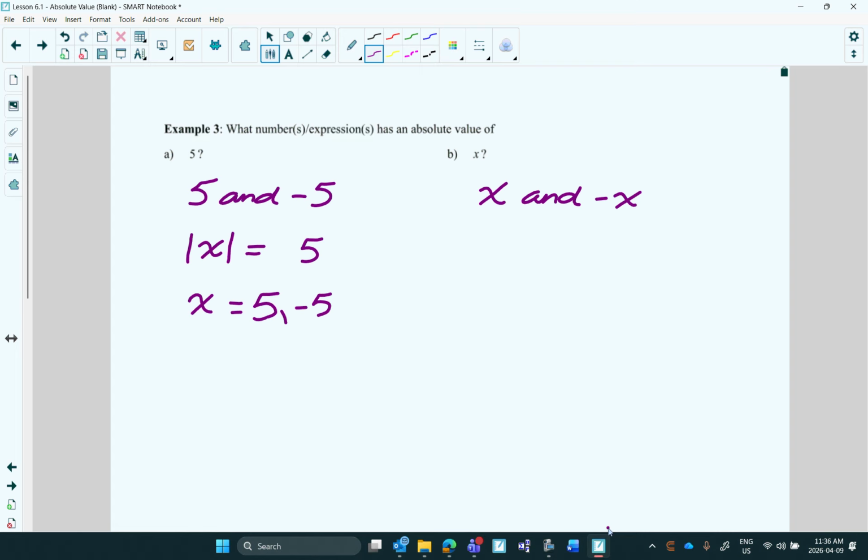And that's it. That's it to start. Next step will be, we're going to see what their graphs look like. And then we're going to see how we can solve equations with absolute value.